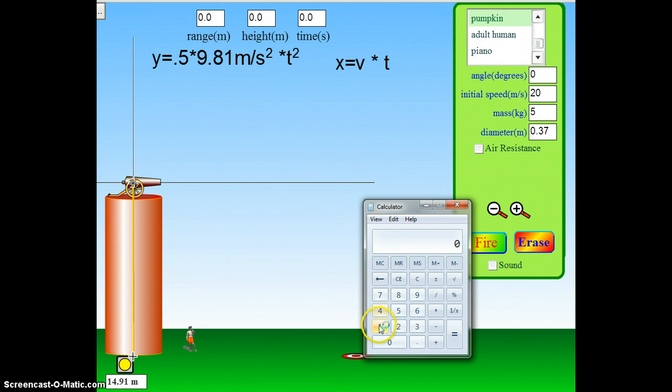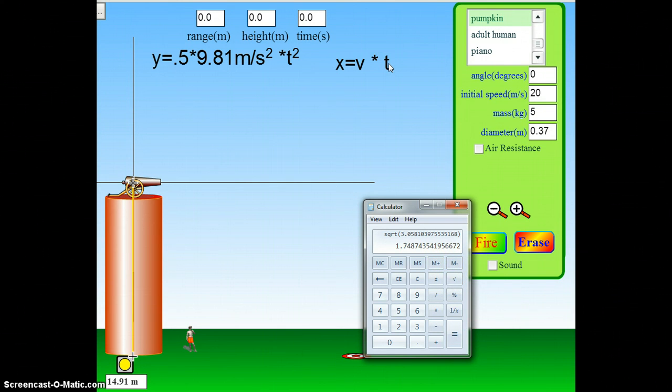So let's see, where's my negative at? Negative 15 meters, negative 15, because it's going to fall 15 meters, divided by negative 4.905, which is half of 9.81, equals 3.058, and that equals t squared. So we need to then square root that and get our time. Our time is 1.75 seconds, we can say.